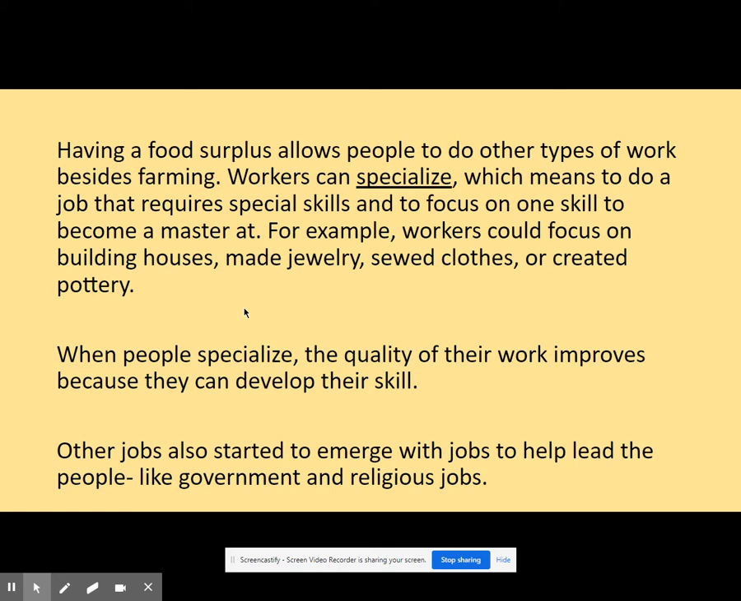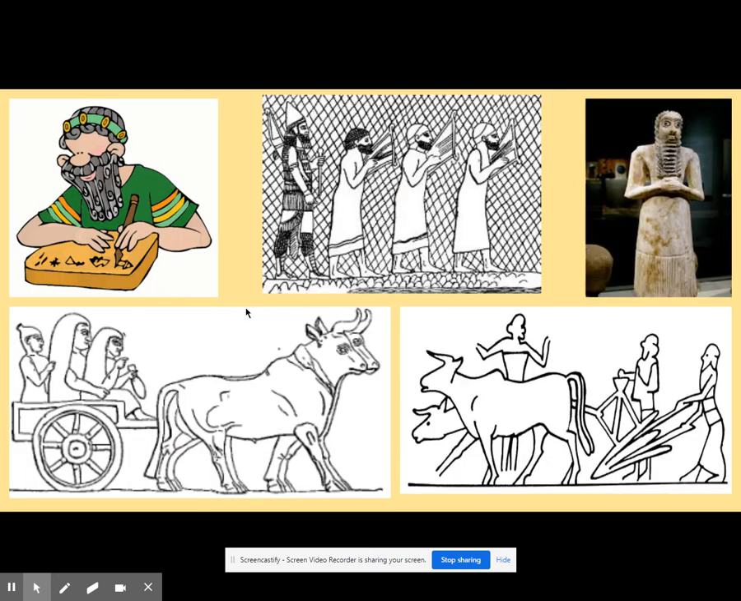We're also going to start to see jobs starting to emerge that are going to be focused on leading the people and helping the people. So jobs focused on the government and religious. So we start to see different types of jobs emerge. Here's just a couple pictures that can help us understand. We have people who are even musicians. We have artists. We still have our farmers who were super important because they're the reason everybody had the food. And then we have people who could be religious leaders or government leaders. And we have people who are going to start to do other jobs that are kind of like scribes where they're writing or keeping records.